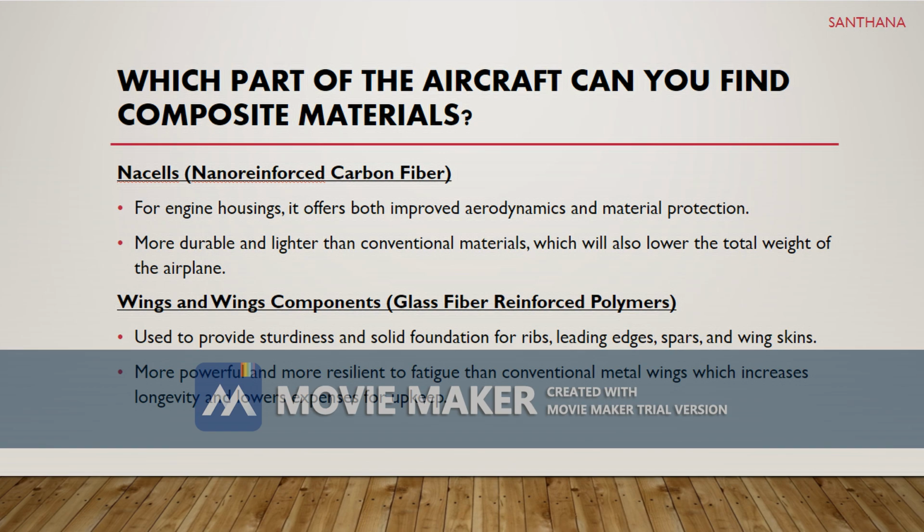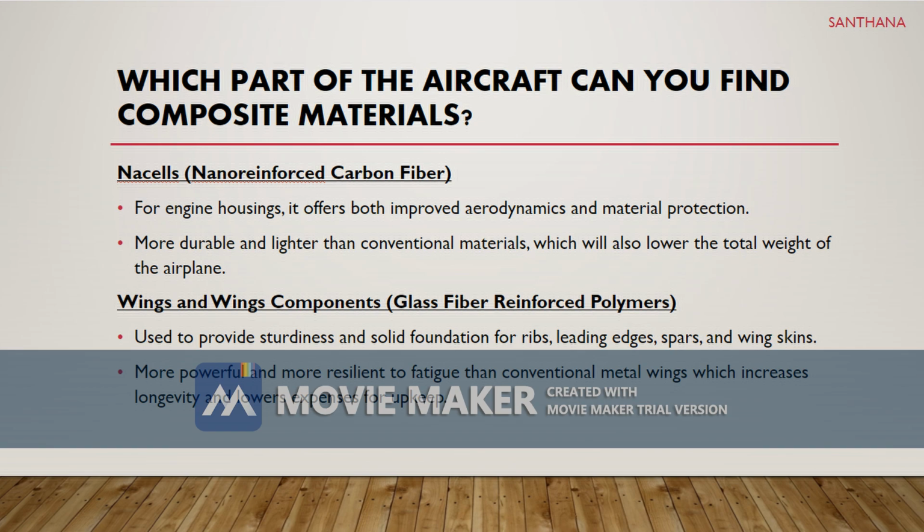Alright, now let's talk about two more key areas where composite materials play a major role in aircraft design. First up, the nacelles, basically the engine housings. These use nano reinforced carbon fiber, which is a game changer in aerospace engineering. It not only improves aerodynamics by reducing drag but also provides extra protection to the engine components. Since it is both stronger and lighter than traditional materials, it helps lower the total weight of the aircraft. And in aviation, every bit of weight savings counts when it comes to fuel efficiency and overall performance.